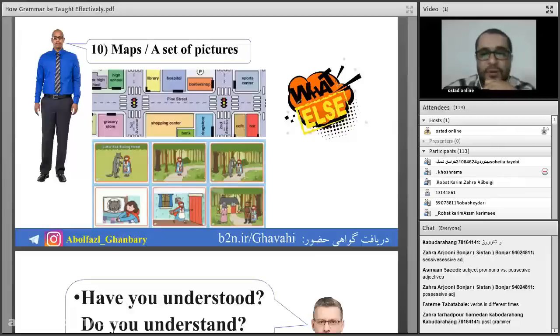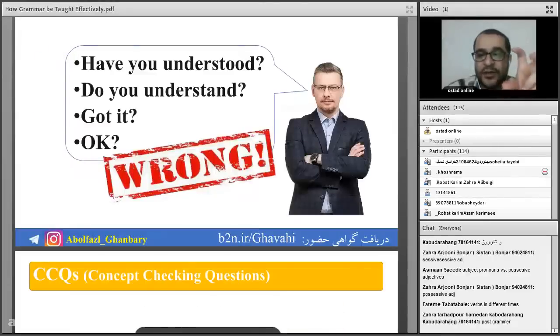Okay, there is a question. After presenting the meaning, we should become sure that the learners have understood the meaning or not.